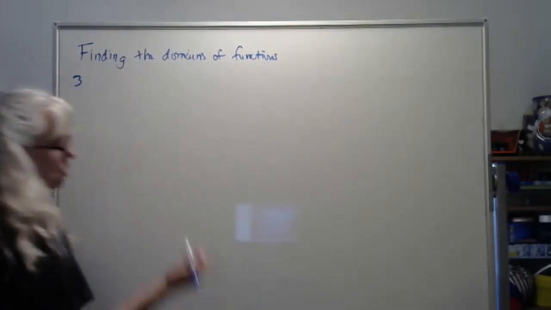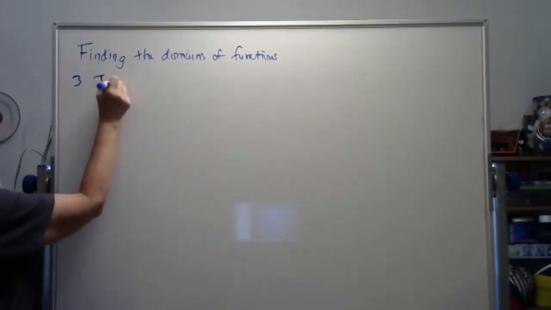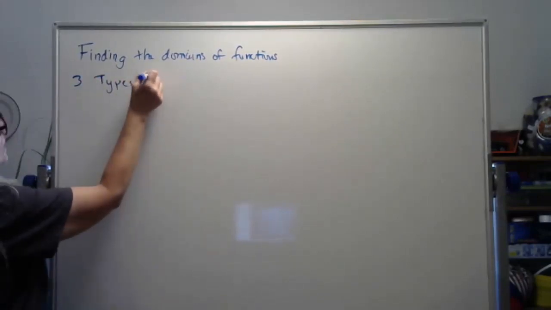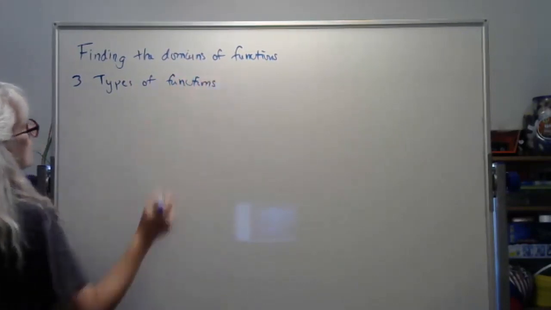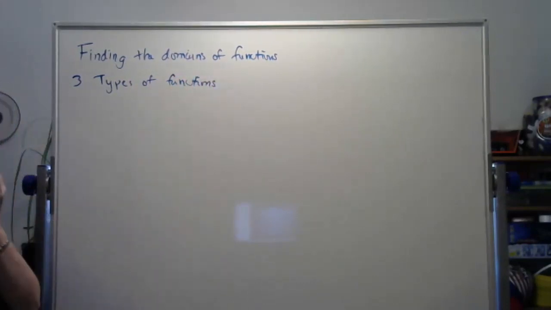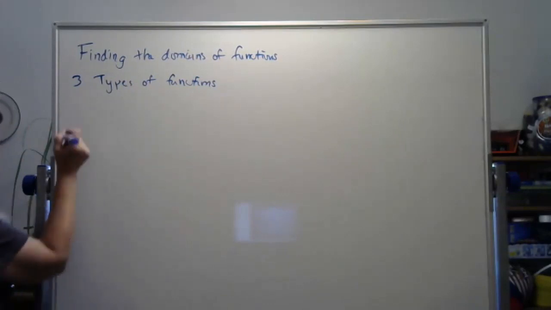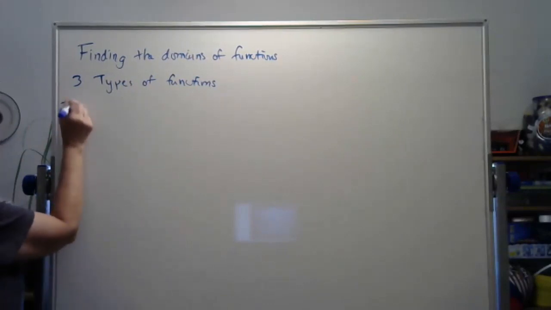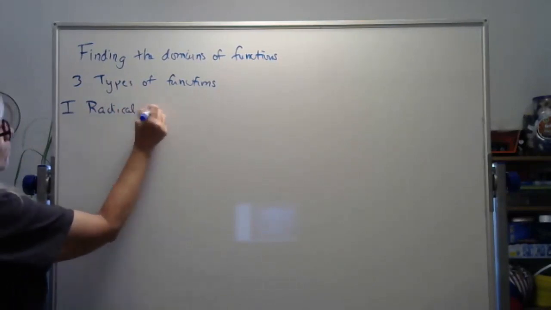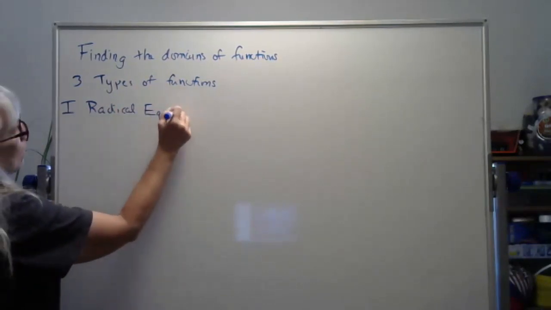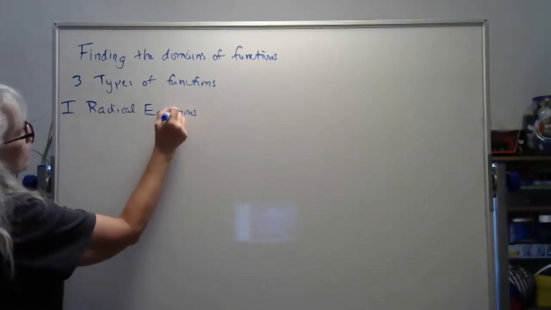And again, this will change once we move into our logarithms. This conversation changes. The 3 types of functions. So the order we do them in doesn't matter. I just like to do the easier ones first. So the very first thing we're going to do are the radical equations.